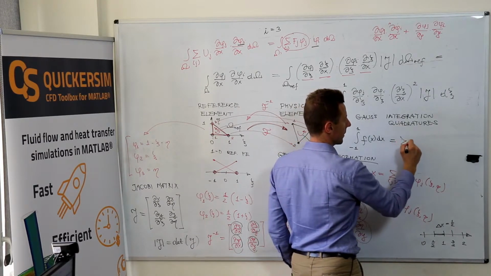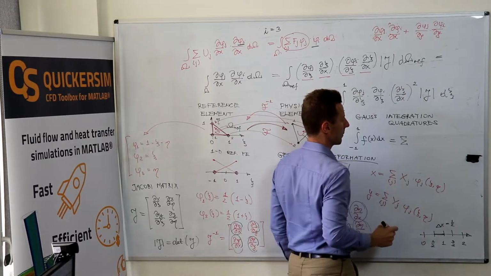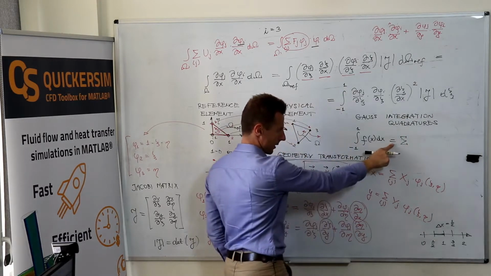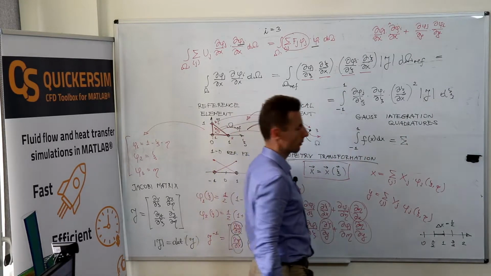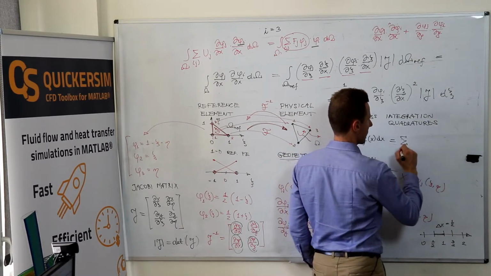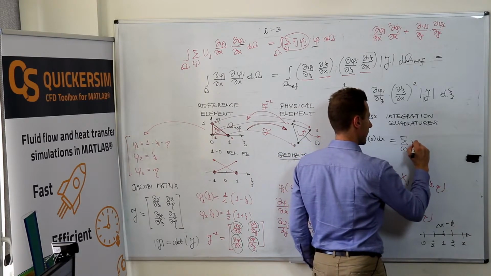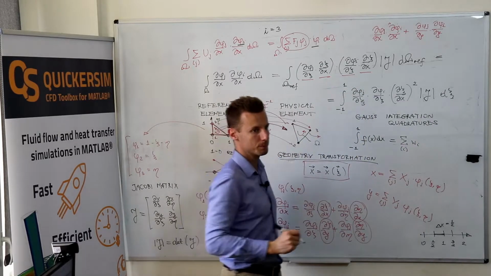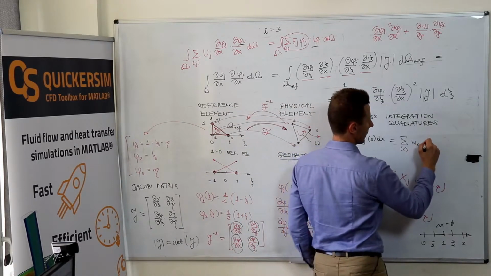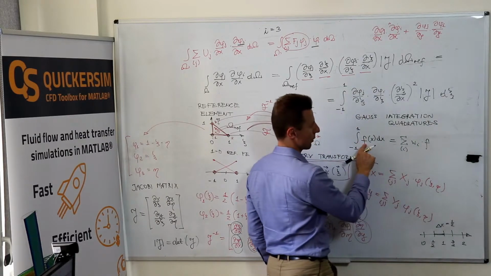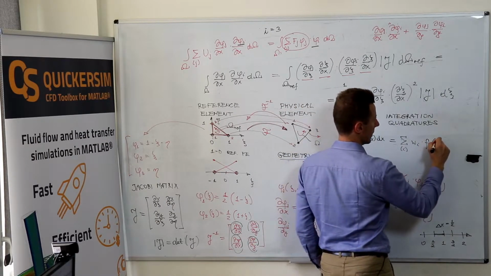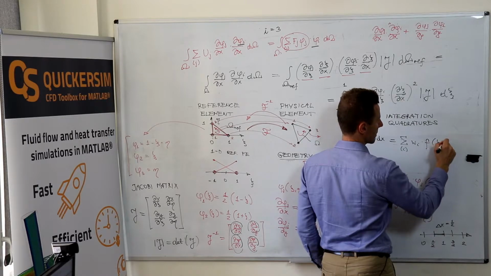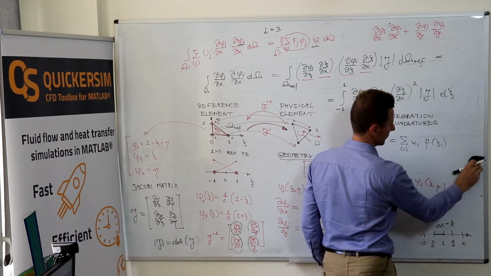It can be exactly calculated as the sum of some Gauss weights times values of the original function at the Gauss integration points.